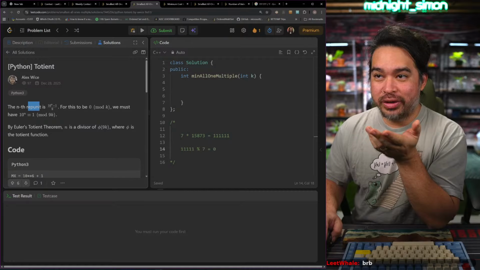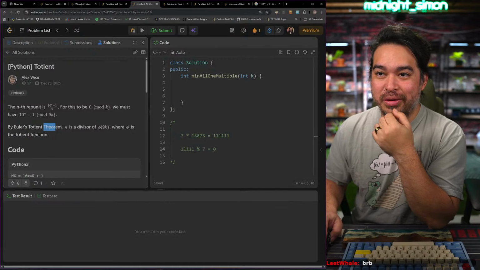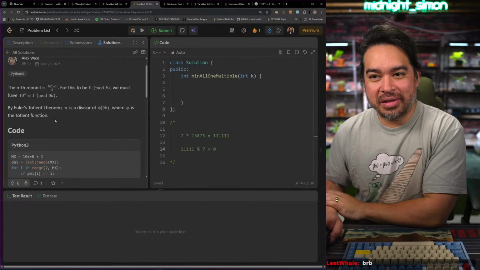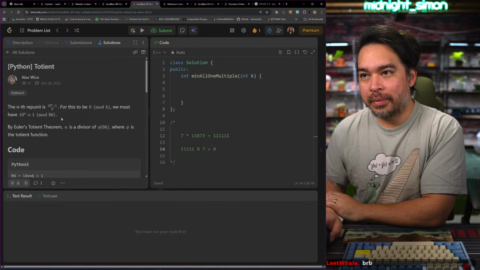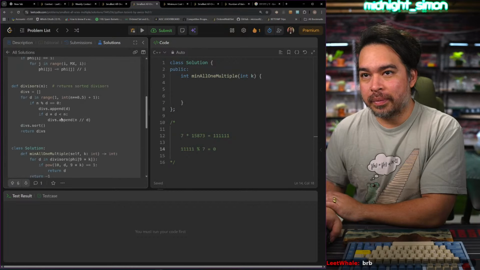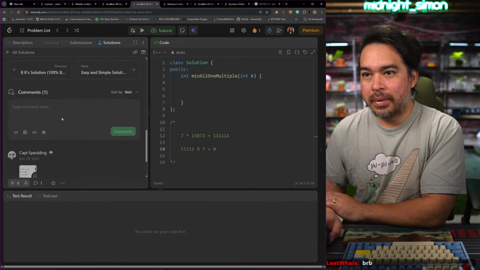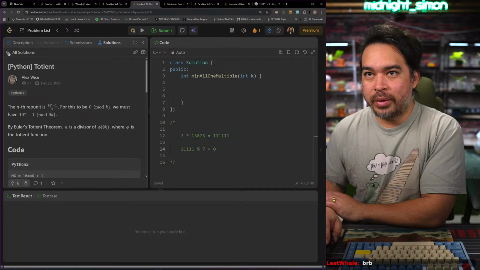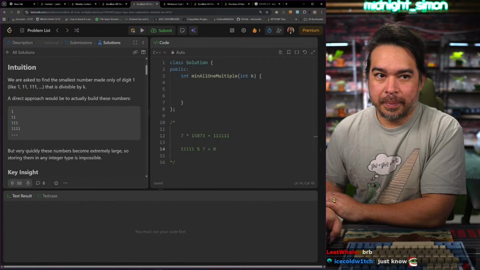I don't even know what these words are from A-Weiss. Euler's totient theorem? Who the hell is gonna know this off the top of their head, man? I don't even know what A-Weiss is talking about. Just know it. It's so easy, yeah.